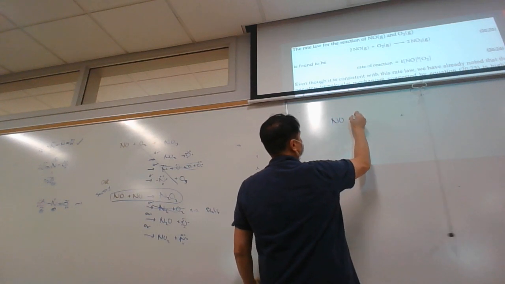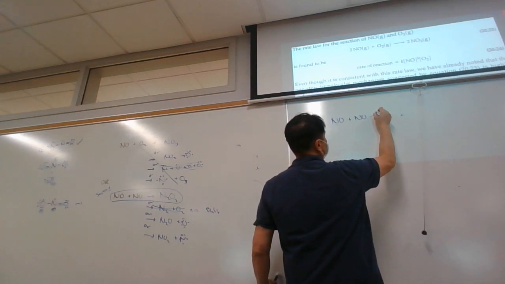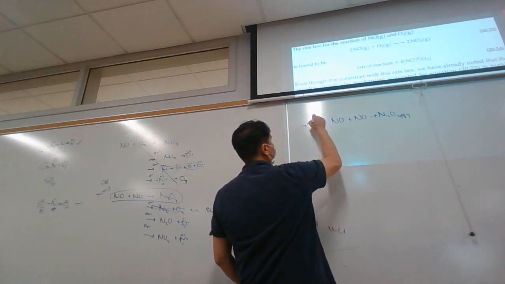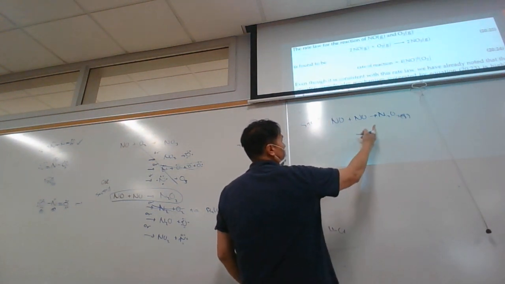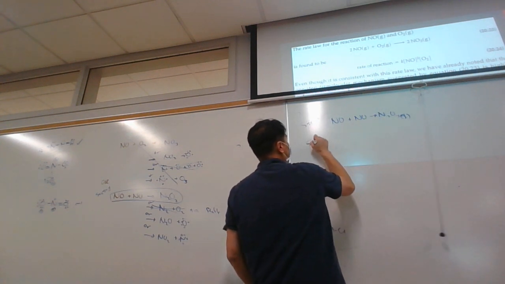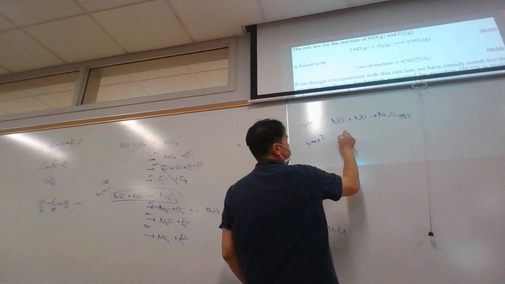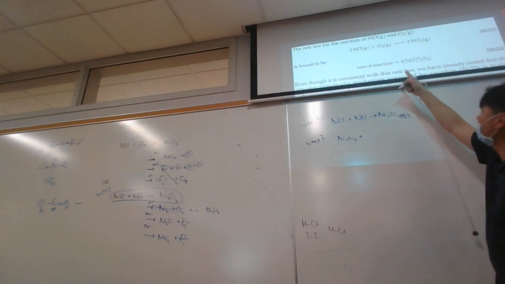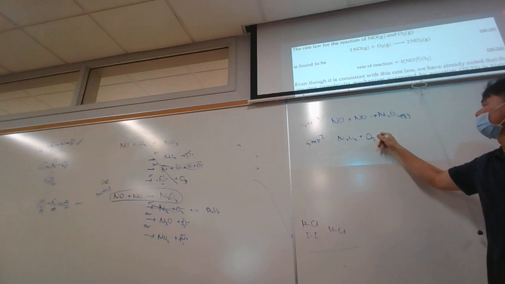So that would be an NO plus an NO yields N2O2. Okay, now N2O2 is not one of our products. Our product's an NO2. And so there's got to be another step here. Step two is taking the N2O2 and reacting it with the other reactant. The other reactant we haven't used yet is O2.